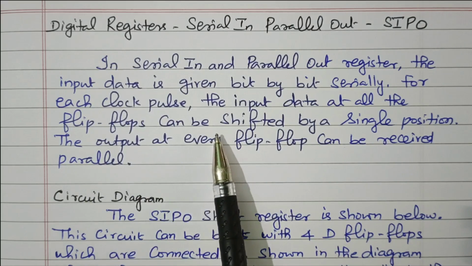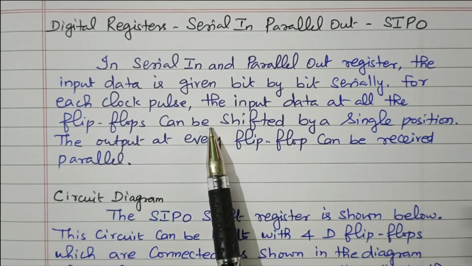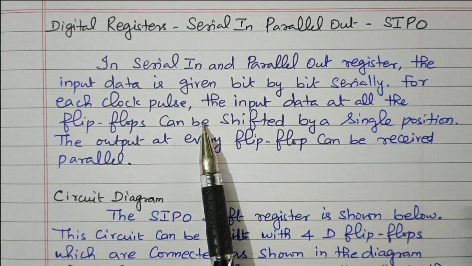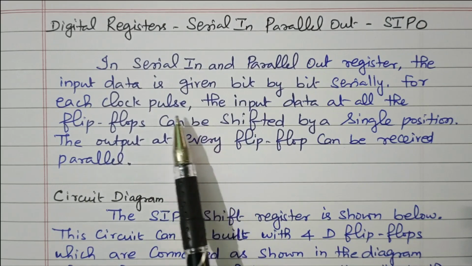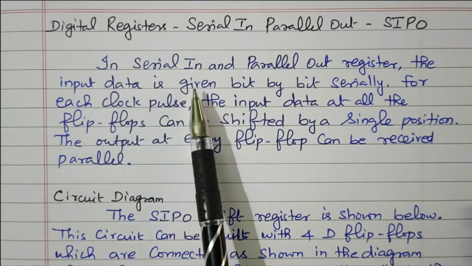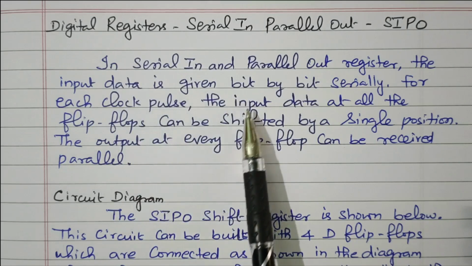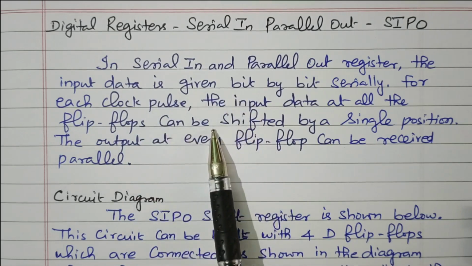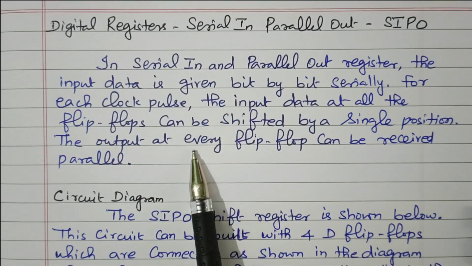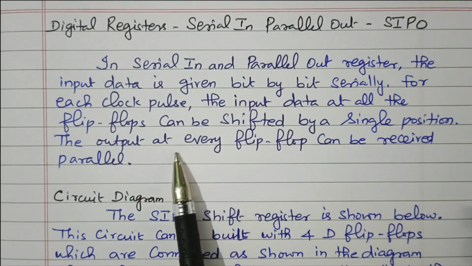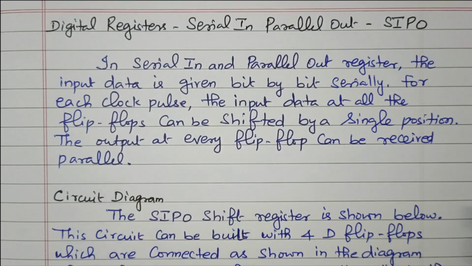So here we are using flip-flops. A flip-flop is a temporary storage device. By using flip-flops, we construct the register. The data is given serially, bit by bit. For every clock pulse, the flip-flop is reset and the data is changed. Because of the parallel output, we are taking the data in a parallel manner. Now we'll see the block diagram.